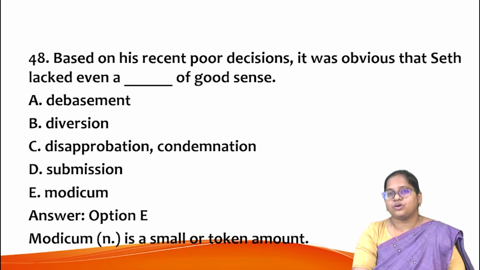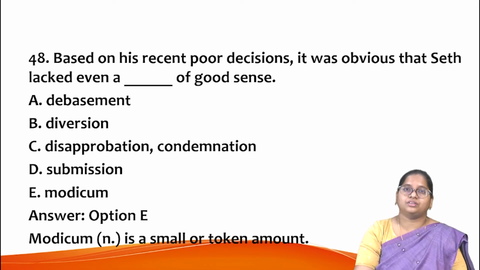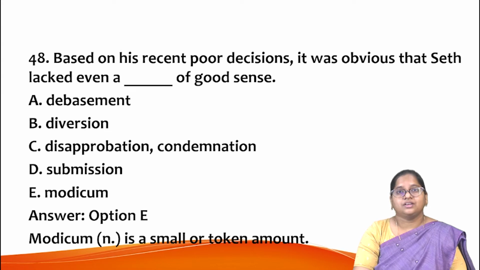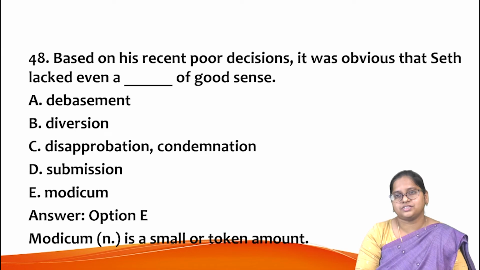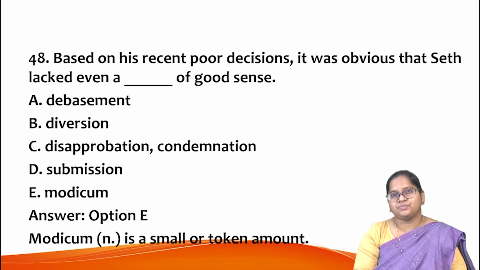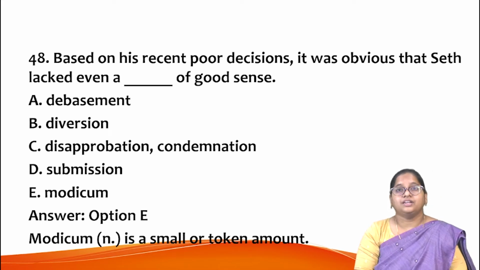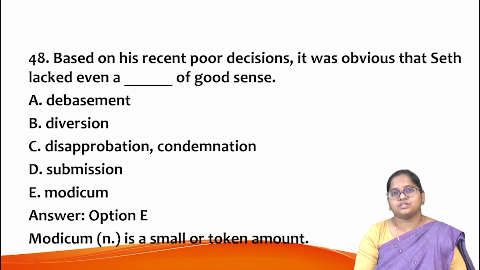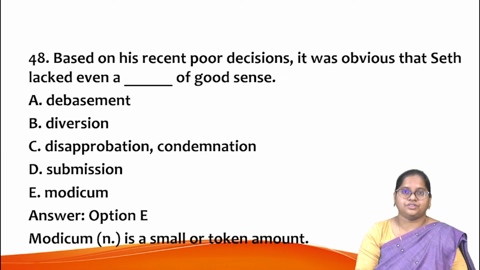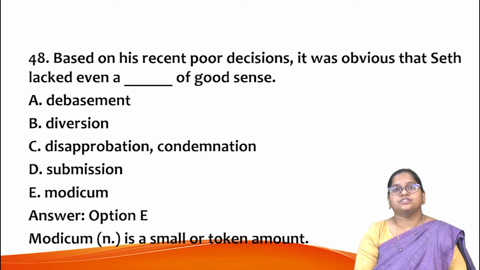Based on his recent poor decisions, it was obvious that Seth lacked even what? Debasement of good sense? Debasement is related to a debased nature, where you fall drastically to the ground, completely down. Diversion: it was obvious that Seth lacked even a diversion of good sense? No, it's not diversion. It's not about that. It's disapprobation.